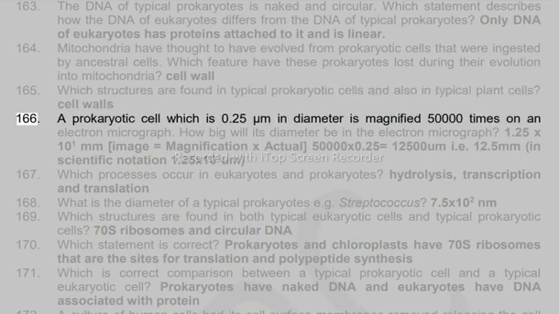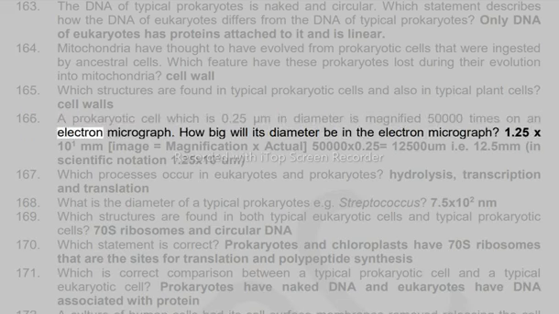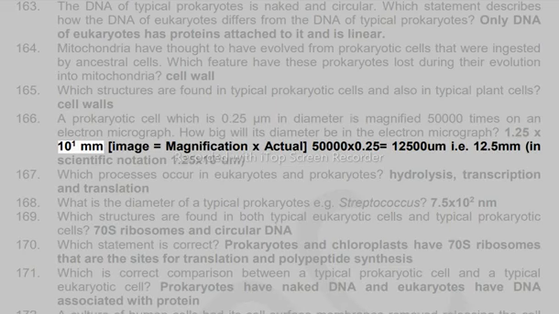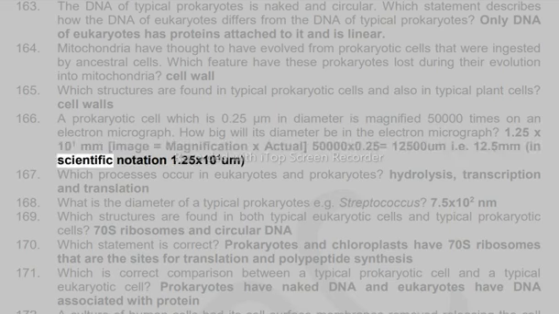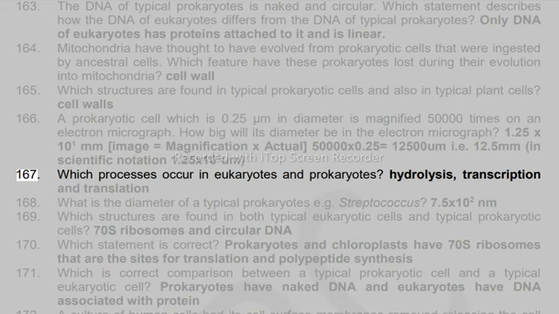Cell walls. 166. A prokaryotic cell which is 0.25 micrometers in diameter is magnified 50,000 times on an electron micrograph. How big will its diameter be in the electron micrograph? 1.25 x 10^1 millimeters. Image equals magnification x actual: 50,000 x 0.25 equals 12,500 micrometers, i.e. 12.5 millimeters. In scientific notation, 1.25 x 10^1. 167. Which processes occur in eukaryotes and prokaryotes? Hydrolysis, transcription, and translation.